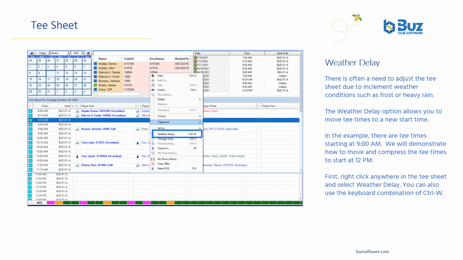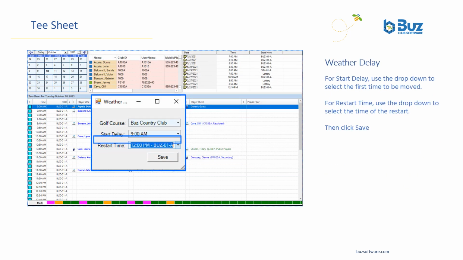First, right-click anywhere in the tee sheet and select Weather Delay. You can also use the keyboard combination of Control-W. For Start Delay, use the drop-down to select the first time to be moved. For Restart Time, use the drop-down to select the time of the restart. Then click Save.